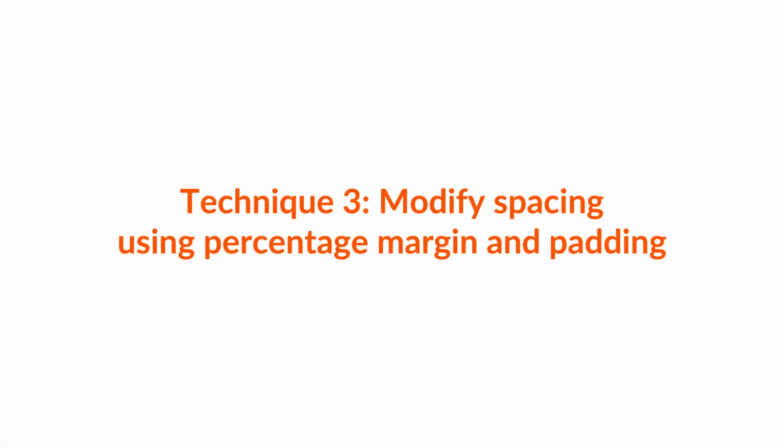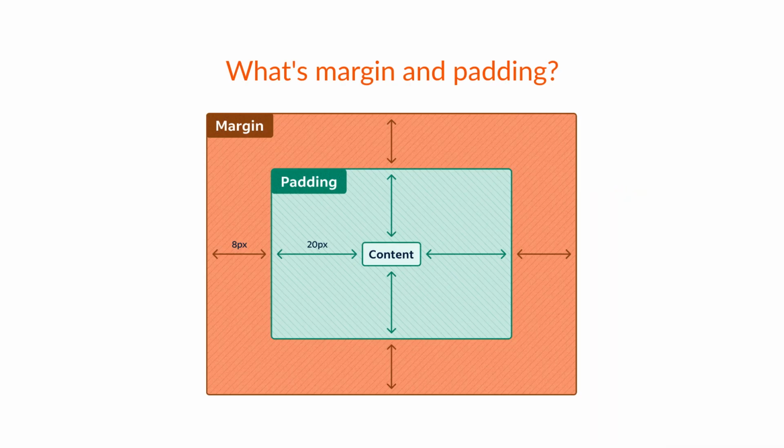Technique number 3, modify spacing using percentage margin and padding. Sometimes you need to modify margin and padding to suit your content to different screen sizes. But firstly, let's review the concepts of margin and padding. Margin is the space around an element border, while padding is the space between an element's border and the element's content. Before adjusting margin and padding, you need to have a defined plan or layout of the customized designs on different devices so that you can monitor your designs on different screen views.